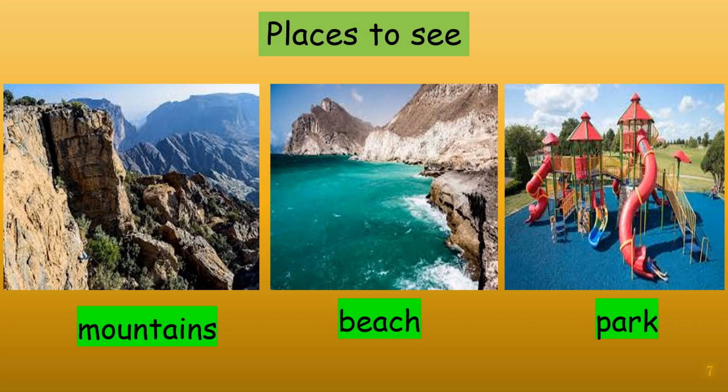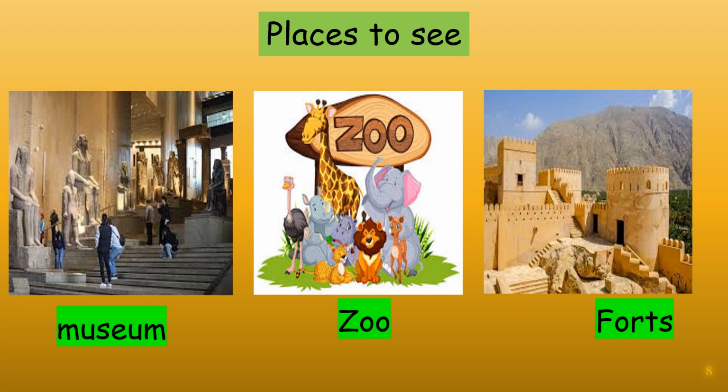Now, next we'll talk about places to see. What places can tourists visit? It can be mountains, beach, park, or there will be a museum, zoo, forts. These are the places which people can visit when they come.